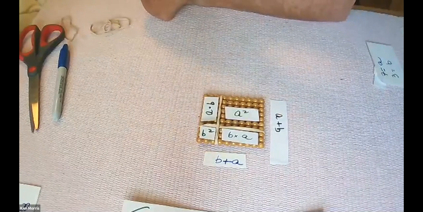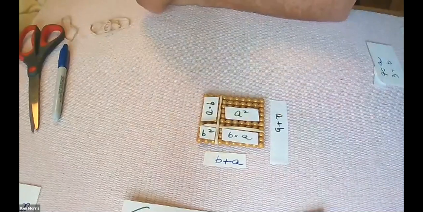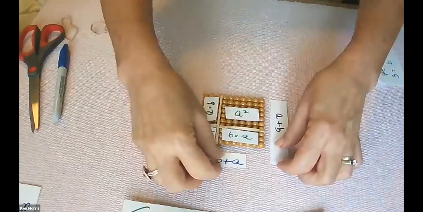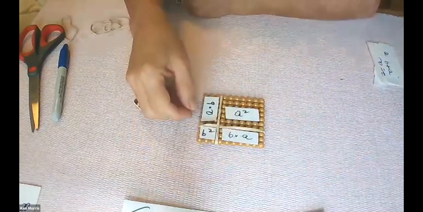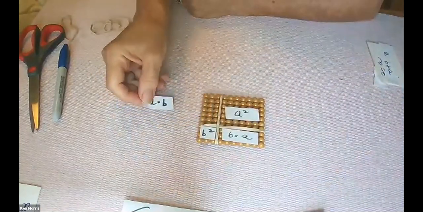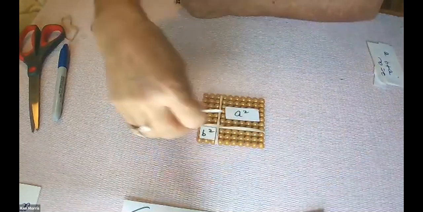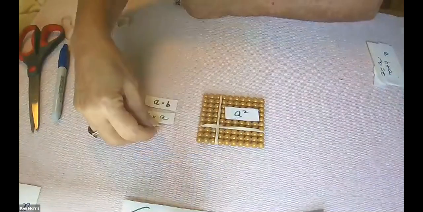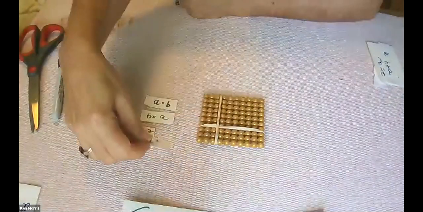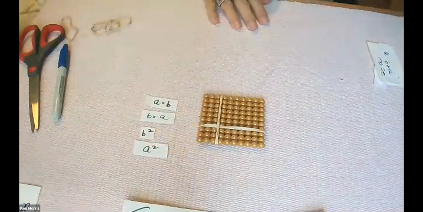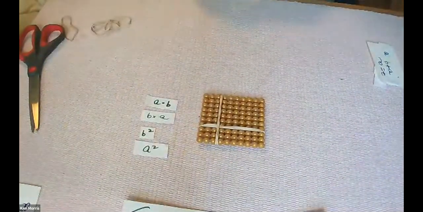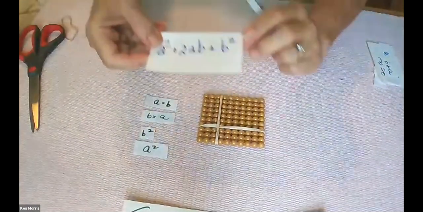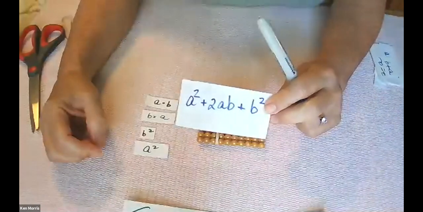Just as we did before, we're going to add all the pieces together. So let me just remove these labels. I'm going to add A times B to B times A to B squared to A squared. And when I add those four together, I get this formula.